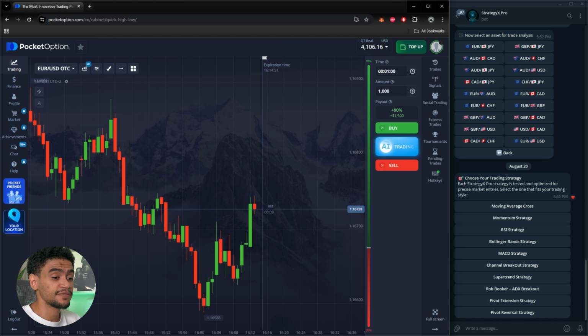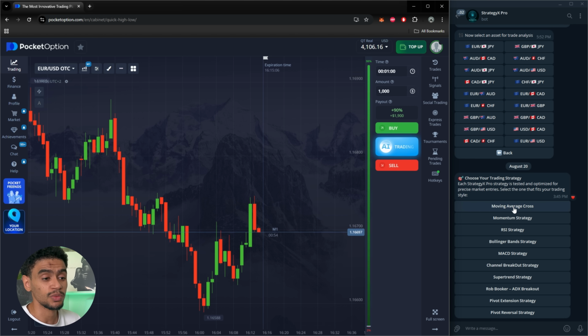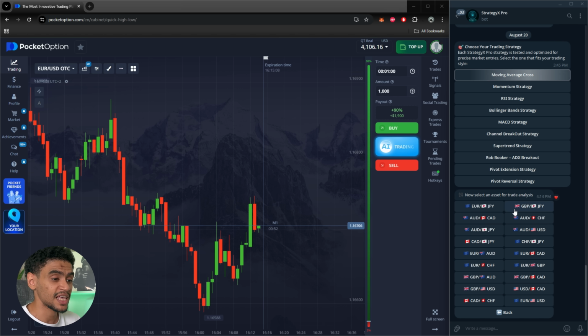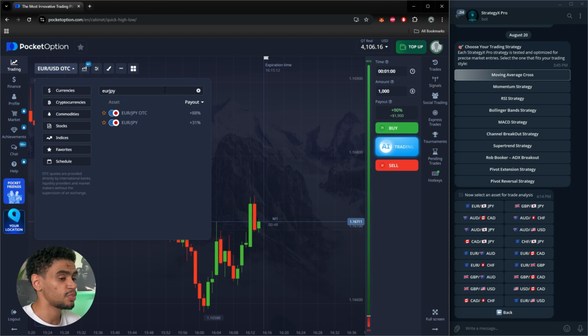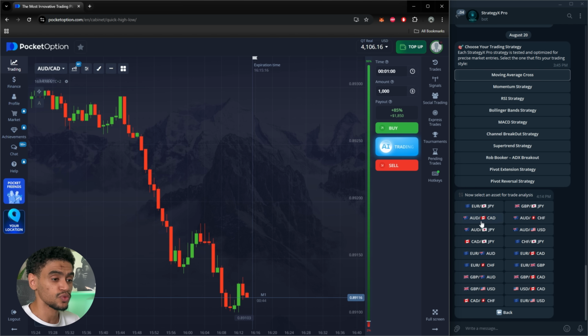Alright, so here we have the robot, and the entire process is really simple. So we have 10 strategies, between the most basic one to a more complex one, so you can select what you trade with. For example, let's start with the easy one, moving average cross. So we select it, and next step is to select the asset. We look for the asset with a good payout, so let's find one of those. 85%, beautiful.